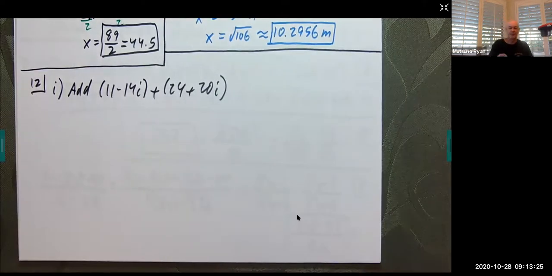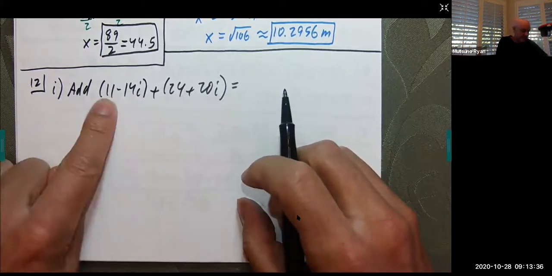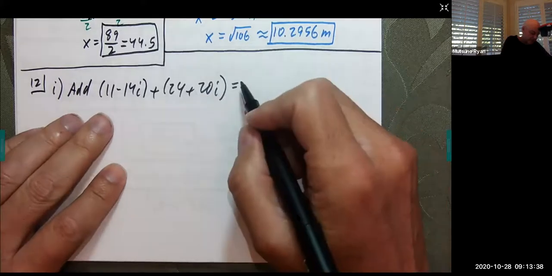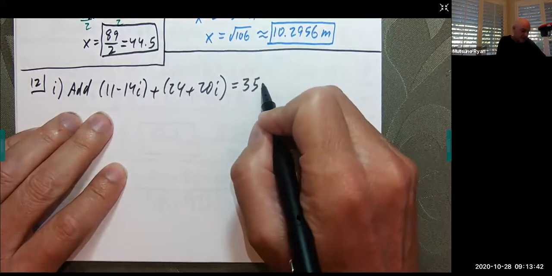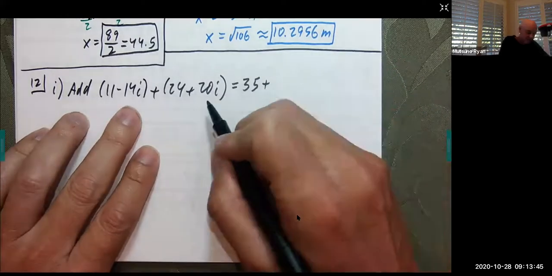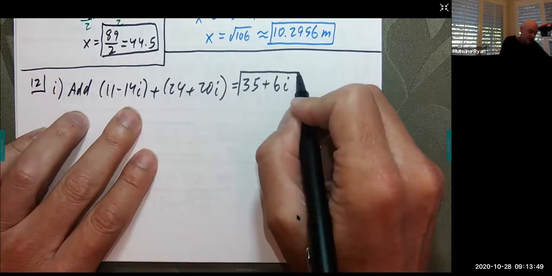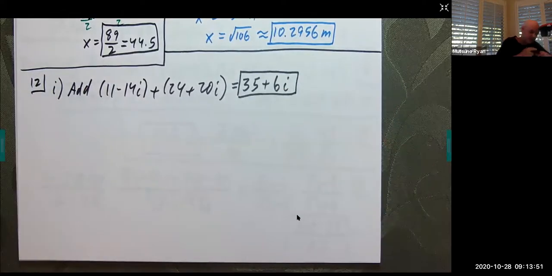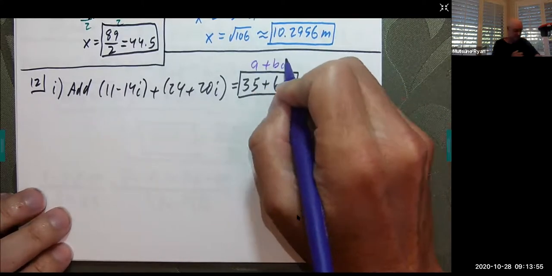I, if you remember, the definition of it is it's equal to the square root of -1, which initially sounds really weird. Now, because it's plus, we can ignore the parentheses here. So 11 plus 24 is going to be 35. -14 plus 20 is positive 6i. And you'll notice that we have written this in standard form. If you recall, standard form for a complex number is a plus bi.